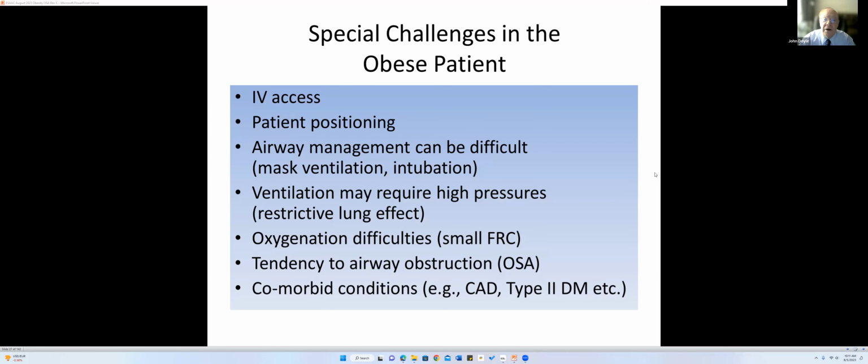But those of you who take care of obese patients recognize that there are numerous special challenges in the obese patient. IV access is obviously one of these things, positioning, particularly when we want to position them prone. Airway management can be difficult. Mask ventilation can be difficult. Intubation can be difficult. Ventilation may require high pressures because of a restrictive lung defect through the mass of the chest wall. Oxygenation difficulties because of a small functional residual capacity. A tendency to airway obstruction from obstructive sleep apnea, and we'll talk about that in more detail. And comorbid conditions like coronary artery disease, type 2 diabetes are very common.